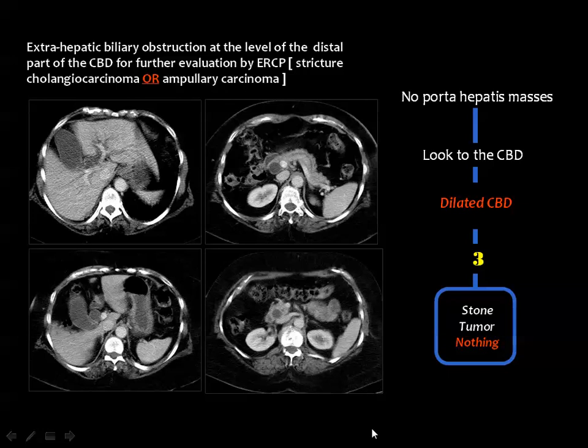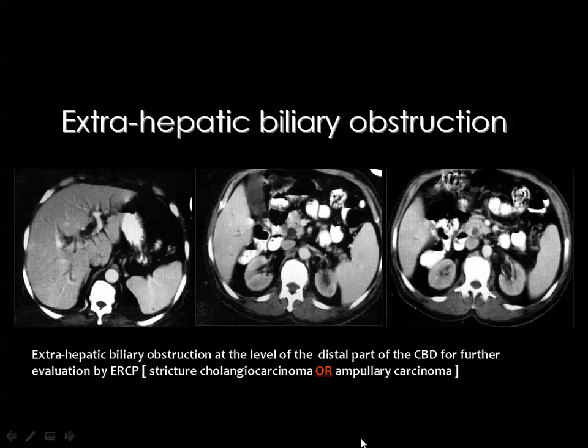And you know that this ampullary carcinoma is a type of duodenal cancer which is very small and is located at the site of the ampulla of Vater, it produces obstructive jaundice, and you cannot usually see the tumor by imaging. And here is an example.